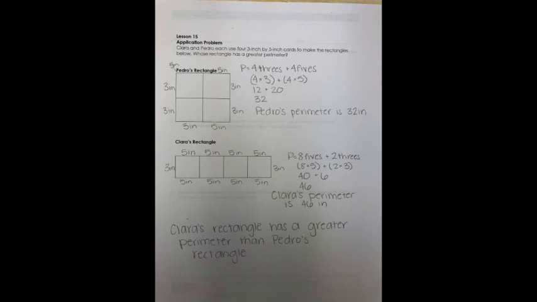32 inches. Now with Clara's rectangle, I labeled the sides again, and on the side I had 8 5s and there were 2 3s. So 8 times 5 plus 2 times 3. 8 times 5 became 40 and 2 times 3 became 6, so 46. So Clara's rectangle has a greater perimeter than Pedro's rectangle.